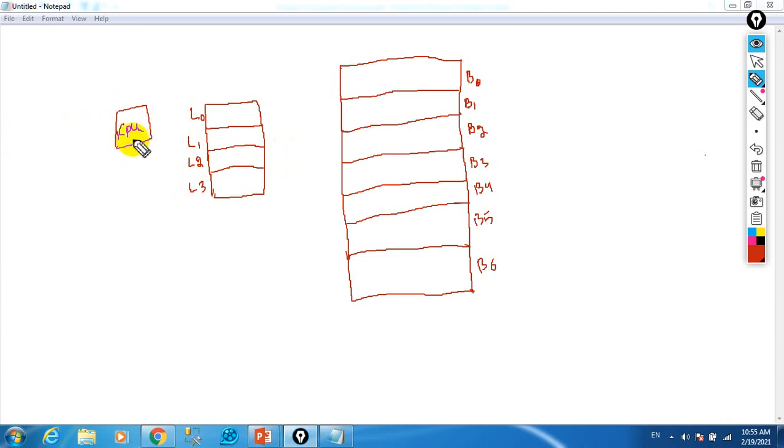The CPU is connected with the cache memory, and cache memory is connected with the main memory, we can say RAM. This is the CPU, this is the cache, and this is RAM, we can say main memory.